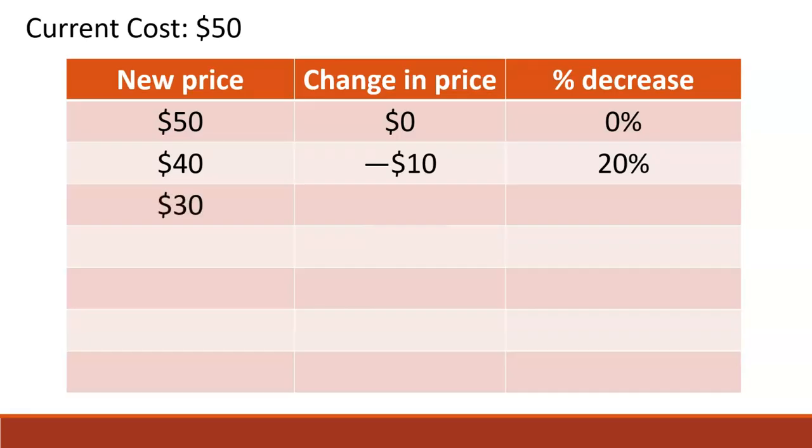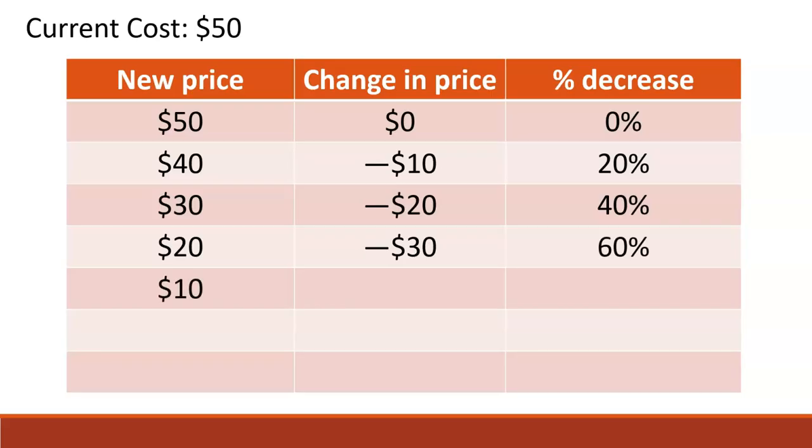That's a $10 change in price, and the percent decrease would be a 20% decrease. If the new price goes down to $30, then the change in price is now $20, and the percent decrease from the original $50 price is a 40% decrease. If the price goes down to $20, then the change in price is $30, and we have a 60% decrease in price. A price of $10 means we've decreased the price by $40, and that's an 80% decrease. And if the price decreases all the way to $0, in other words, the drug is free because it's $50 cheaper, that's a 100% decrease in the price.